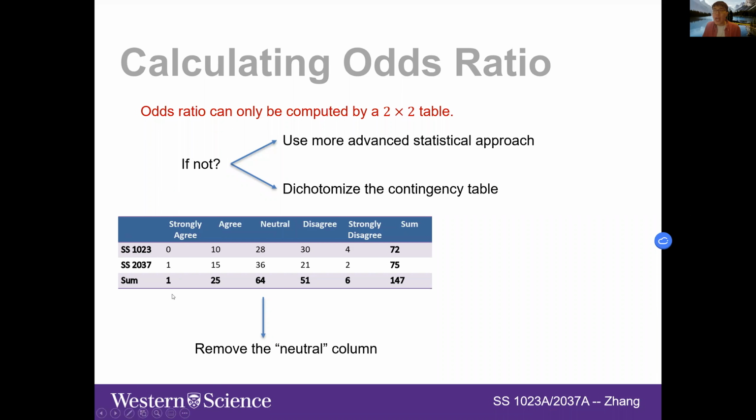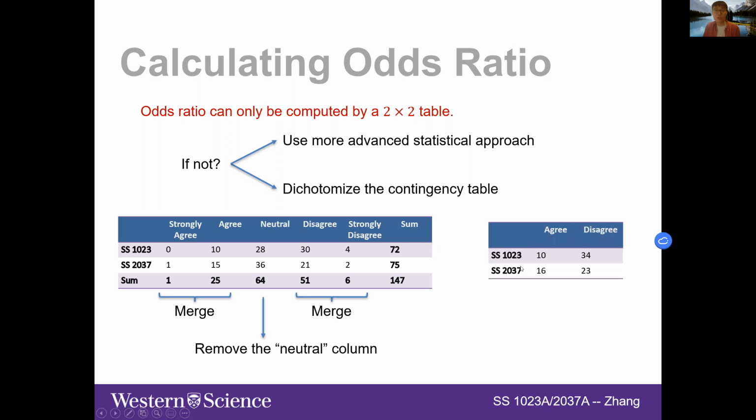because it does not tell us their preference. Then for the strongly agree and agree, we're going to merge these two columns row-wise. And for the disagree, we're also going to merge these columns row-wise, which means we'll merge 30 and 4 together and merge 21 and 2 together. In this way, we end up with a 2 by 2 table. Since it's a 2 by 2 table now, we can go ahead with the calculation of the odds ratio, which will be given by this one.